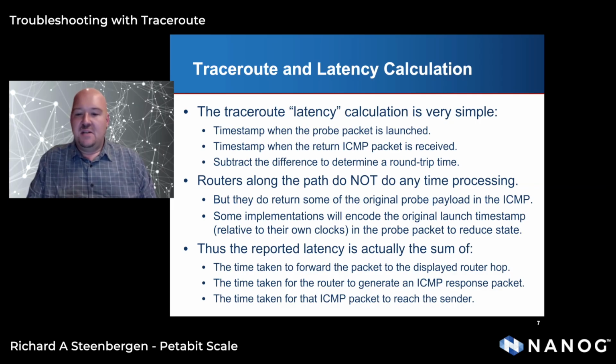There's some implementations that will encode in the payload of the packet some very accurate timestamp. But the reported latency that you're looking at is actually the sum of the total time taken to forward the packet to the router that dropped it, the time for the router to generate the ICMP response, and the time for the ICMP packet to reach the sender. So you're looking at a complete round trip to come all the way back, and that's what you're viewing.